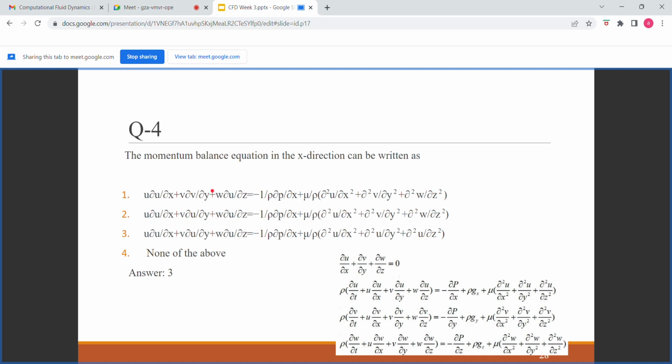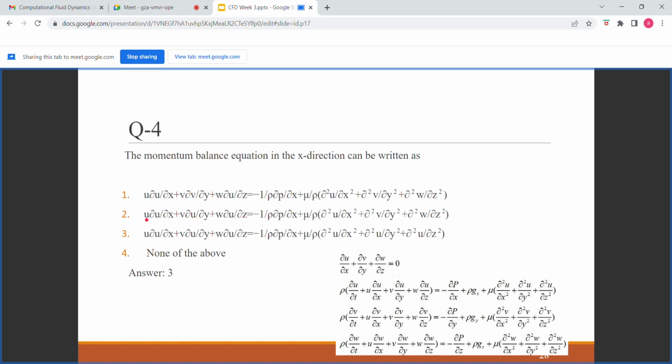The first thing is, it is dealing with the x direction, so it should be constantly ∂u everywhere. Here ∂v is coming, so this is false. And also it should be u here also, so option 1 is wrong because of that.